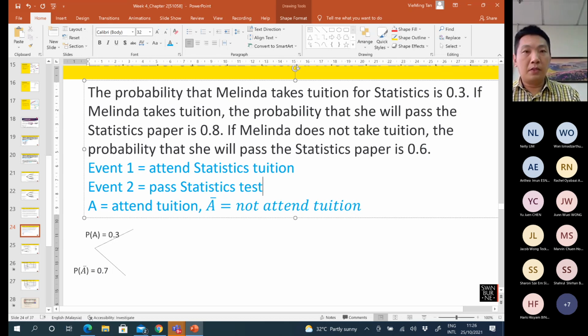So you can see the sequence is very important. The sequence should be attend tuition first. The second event should be either pass or fail the test. So the test result is the second event.